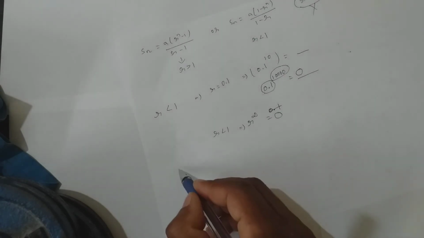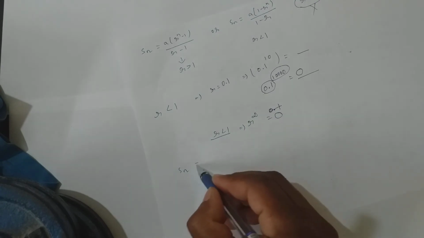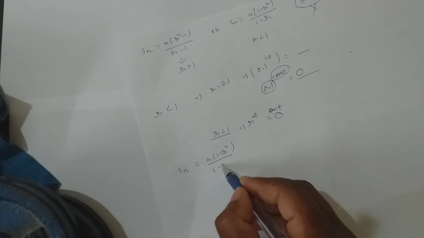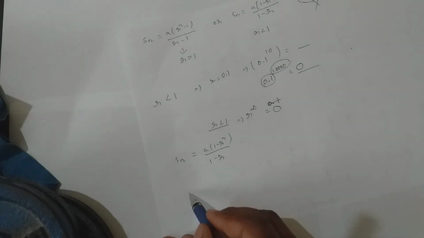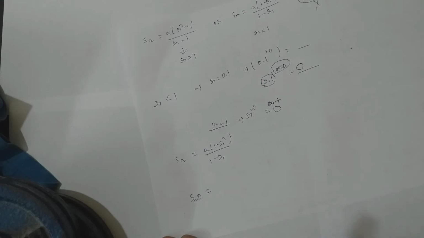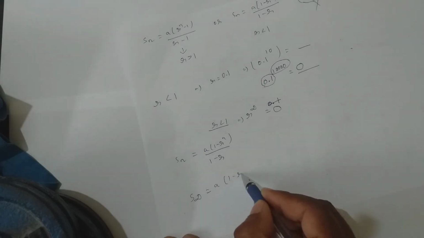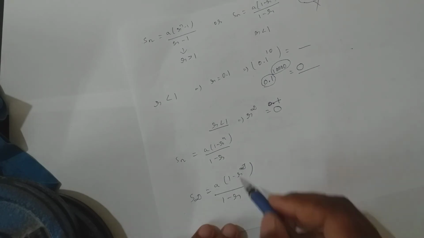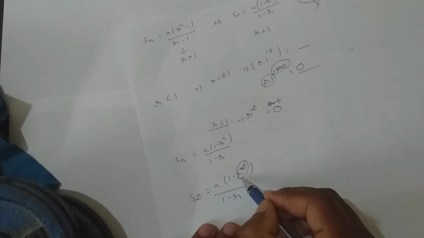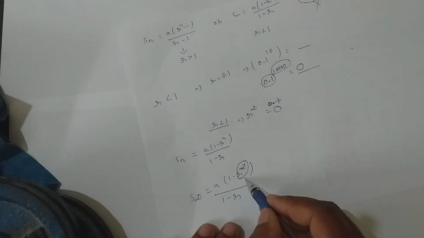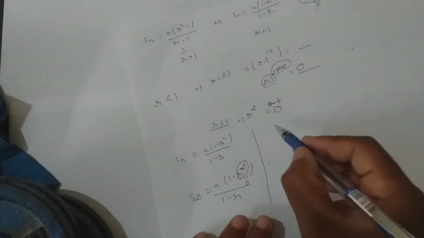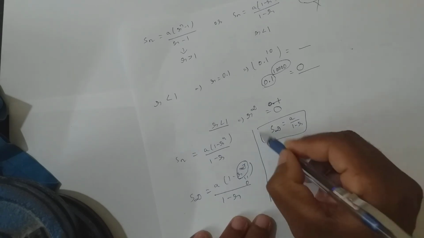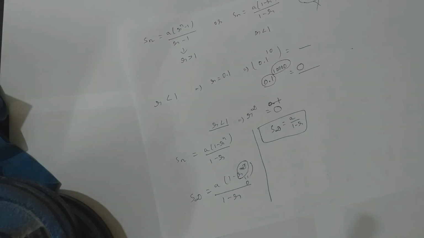Okay. So in Sn, when r is less than 1, the formula generally is A into 1 minus r power n by 1 minus r. Now in place of n, I am placing infinity. So it is A into 1 minus r power infinity by 1 minus r. R is less than 1, so r power infinity will be closing to 0. So this is 0, and what is left is only this one. So S infinity equal to A by 1 minus r is also something you need to know in geometric progression.